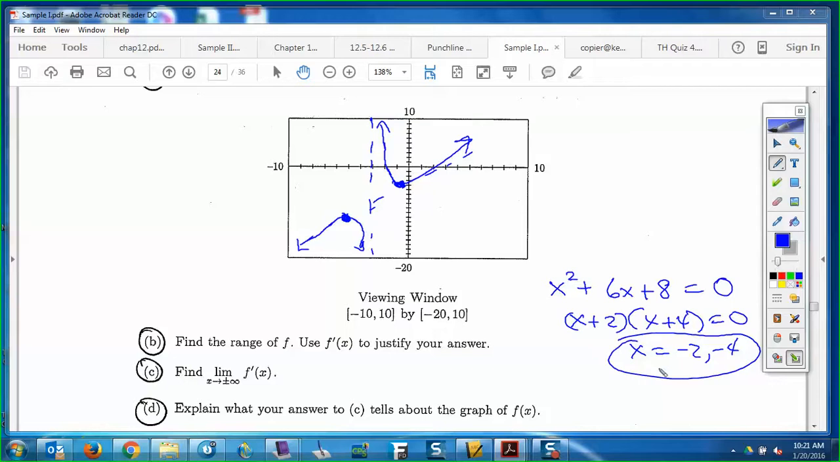Plug them back into the original, right? So I need to go to the original and plug those in. So -2 squared is 4. 4 minus 8 is -4, all over, what was it, -2 plus 3 is 1. So this one here is a y value of -4.